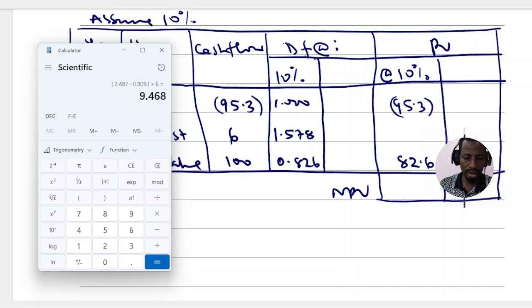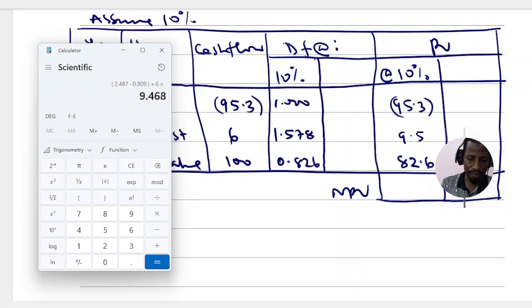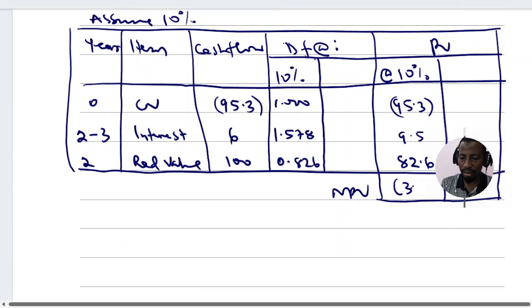1.578 multiplied by 6 will give us 9.45, or 9.5. Okay, this is 9.5 approximately. So 9.5 plus 82.6 equals 92.1, minus 95.3. That's minus 3.2. So NPV is minus 3.2.